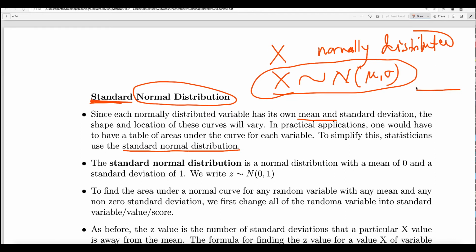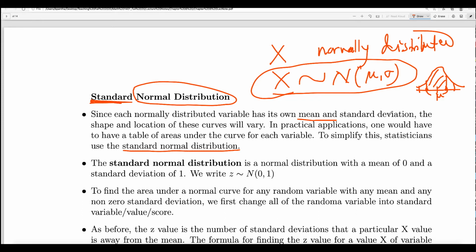That means the graph will be a bell-shaped graph with the mean at mu, and then within one standard deviation there is 68% of the area. The total area is 100%. Within two standard deviations, 95% of the area lies, and within three standard deviations, 99.7% of the area lies. That's what the normal distribution means.